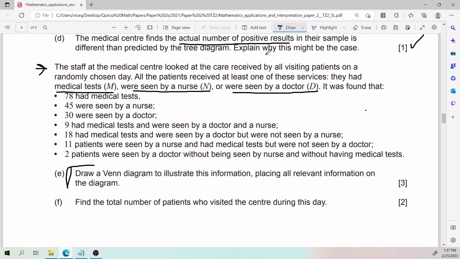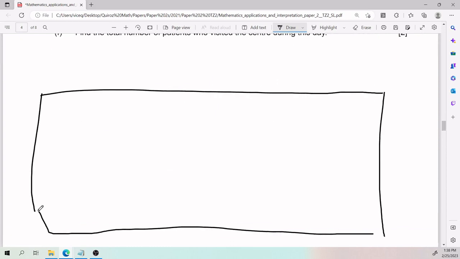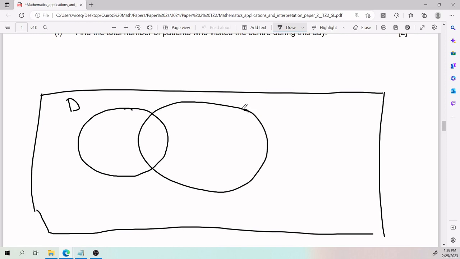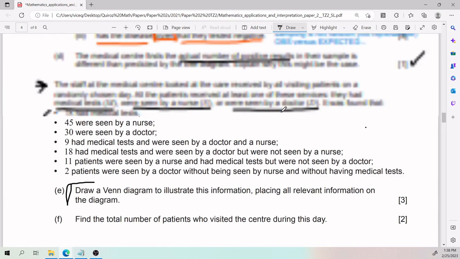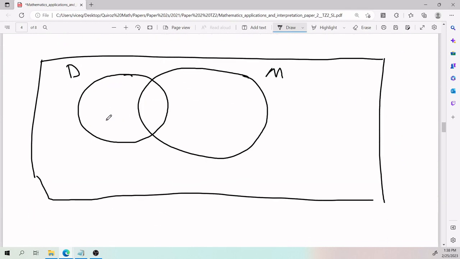So first things first, how many circles do we have? We have 3. How do I know? Because we have M, medical tests, N, nurse, and D, doctor. So now I'm going to go ahead and draw my Venn diagram. Make it nice and big, give yourself a lot of space. I'm going to put a circle up here for D, doctor. Another circle over here for M, medical tests. And N for nurse down here.